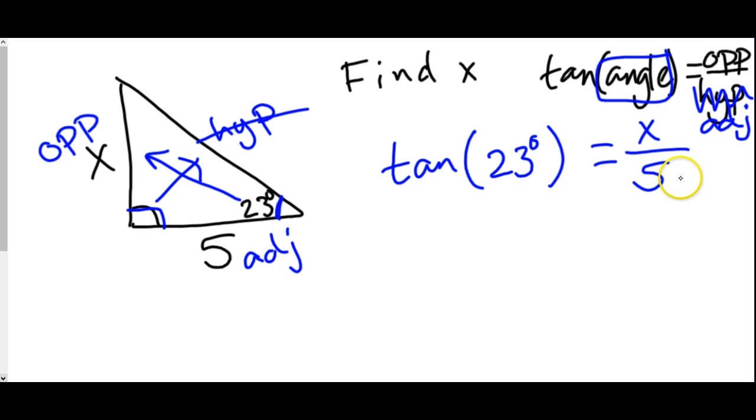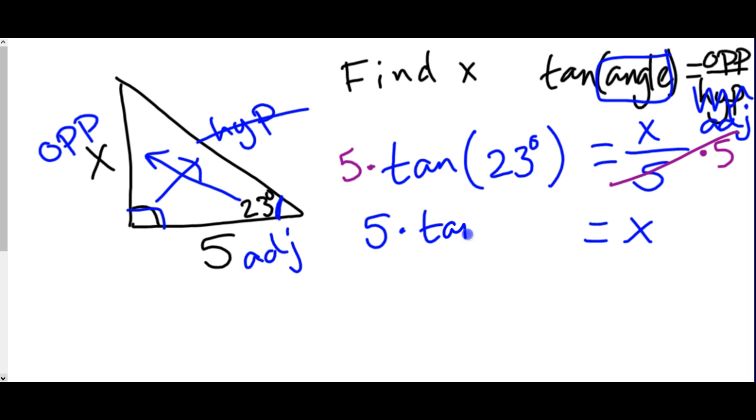So now the question is, how do I solve something like this? Well, our goal is to get x alone, so we have to do opposites. If we're dividing by 5, the opposite of dividing by 5 is to multiply by 5. So we're left with 5 times tangent of 23 degrees. Now that's not how your answer is going to look though. And there's no way for us to find tangent of 23 degrees without a calculator. So now you must use a calculator.